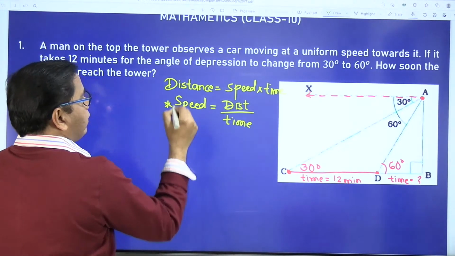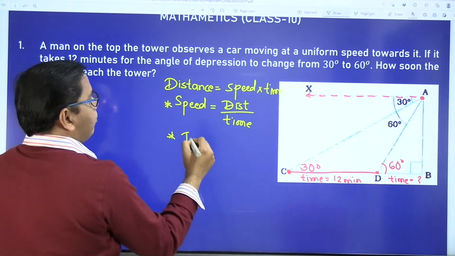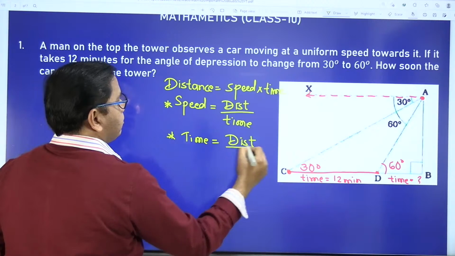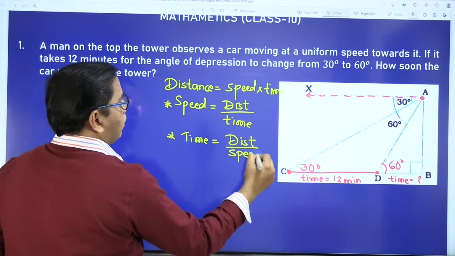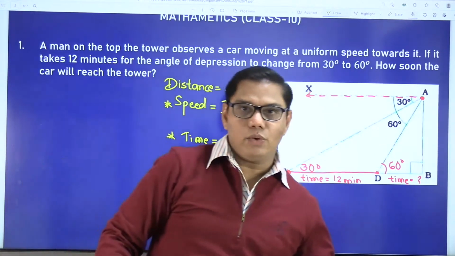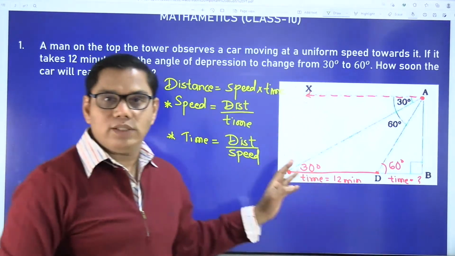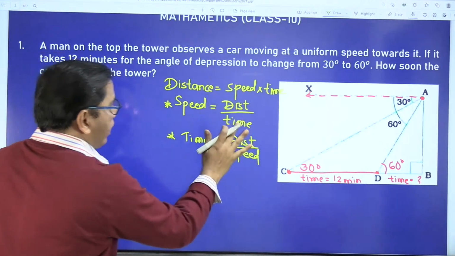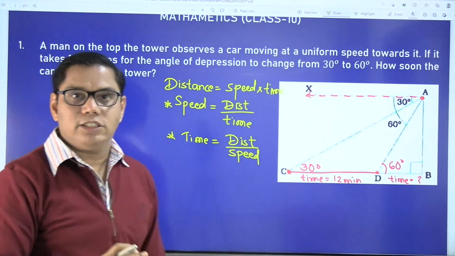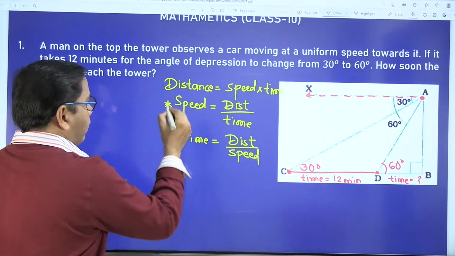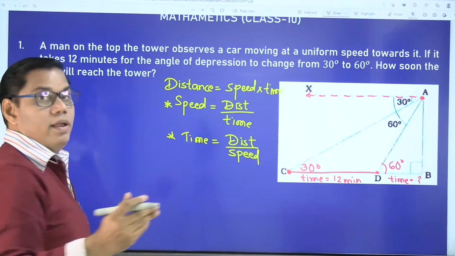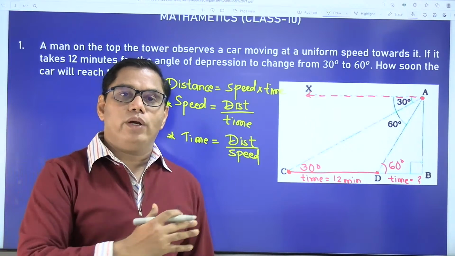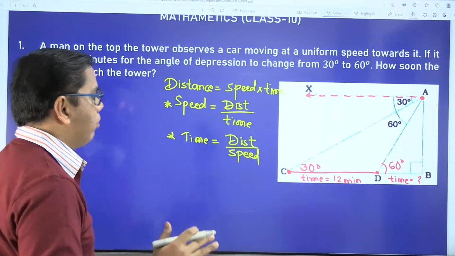And the other form of this equation is: time is equal to what? Time is equal to distance upon speed. Okay, this was the exact question, word to word, which was taken during the teacher's training session, right? So these are two formulae related to distance, speed, and time. Actually, they are three, but these two formulae which I have marked with an asterisk, we are going to use when we solve this sum, right?